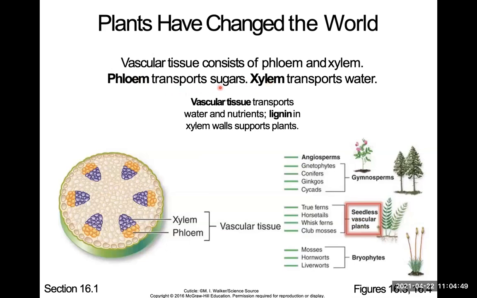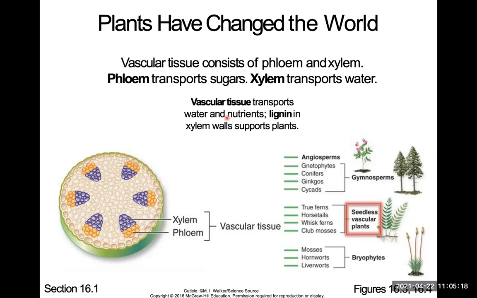Phloem transports sugars. Leaves do photosynthesis. Do you guys remember which structure in the leaves does the photosynthesis? Chloroplast. So photosynthesis happens in chloroplast. The leaves make the sugars, and then the sugars are sent down, so phloem goes down. Roots get the water, and xylem transports water upward, so it goes up.